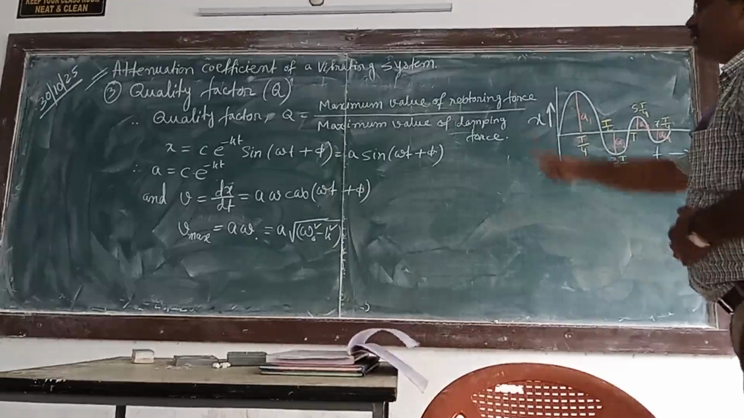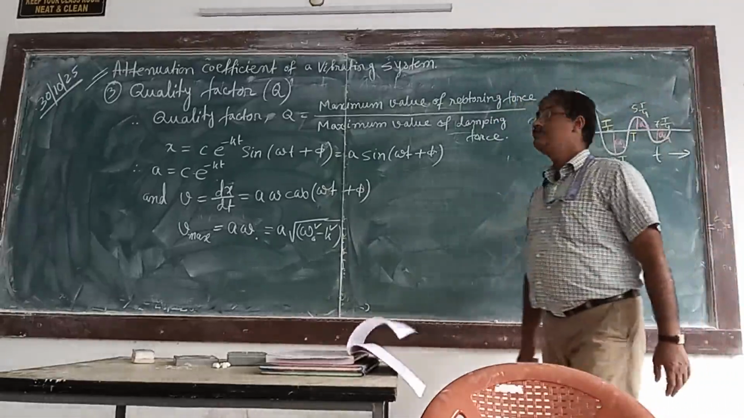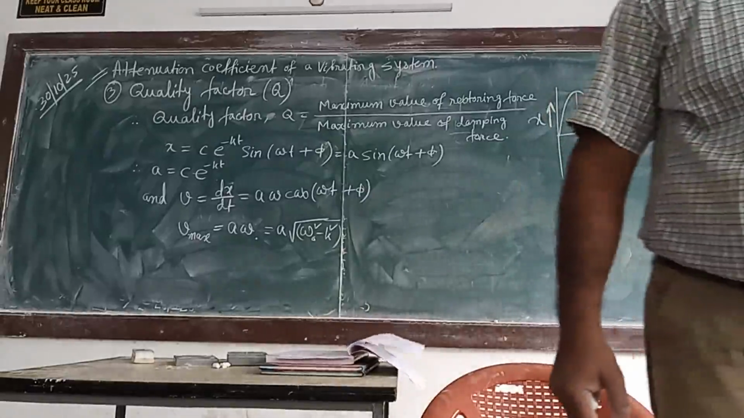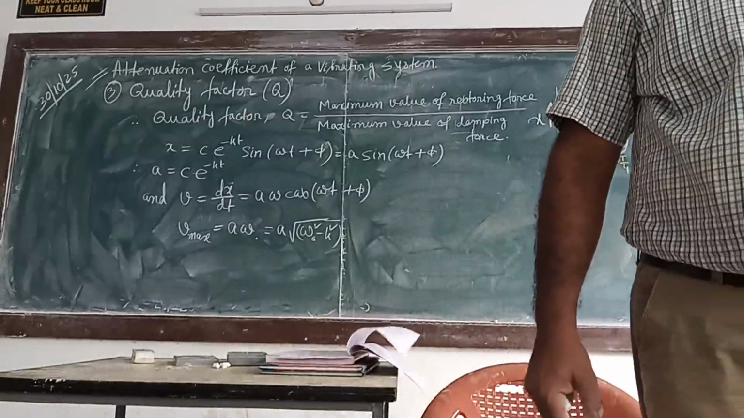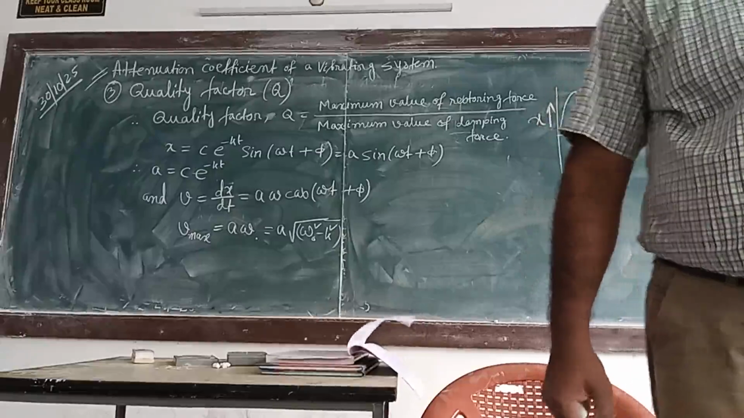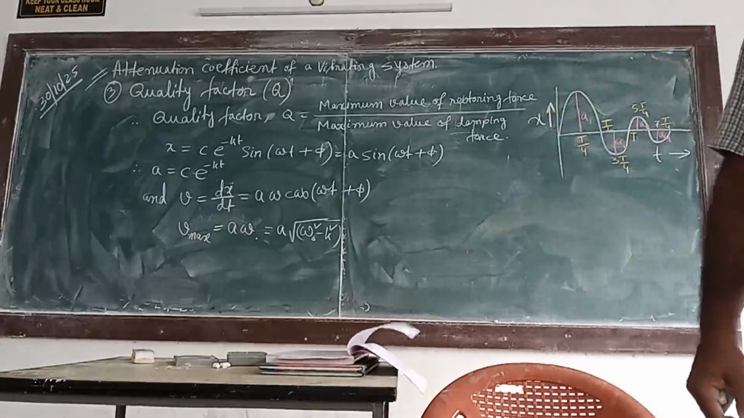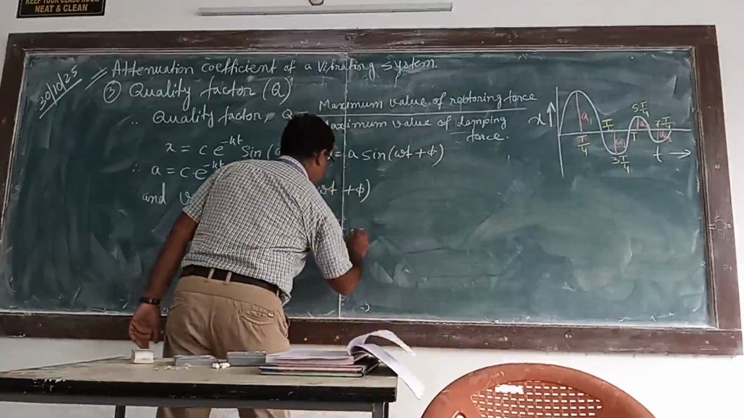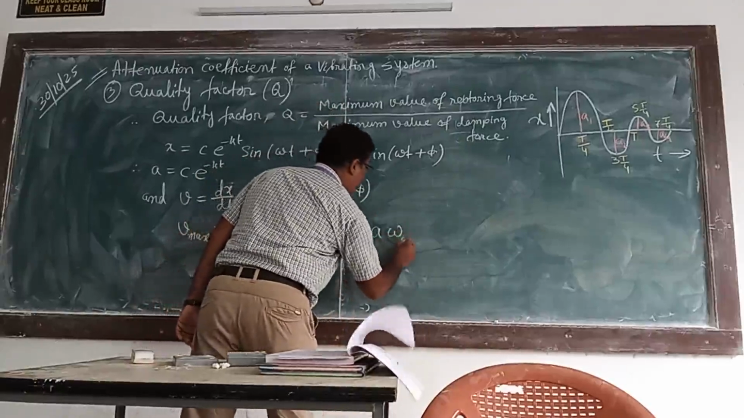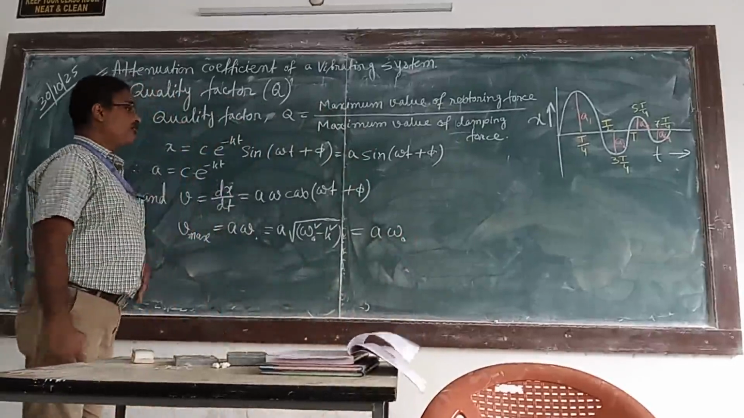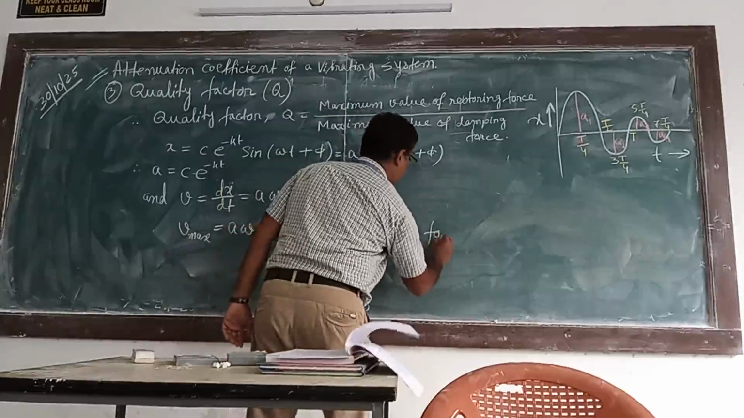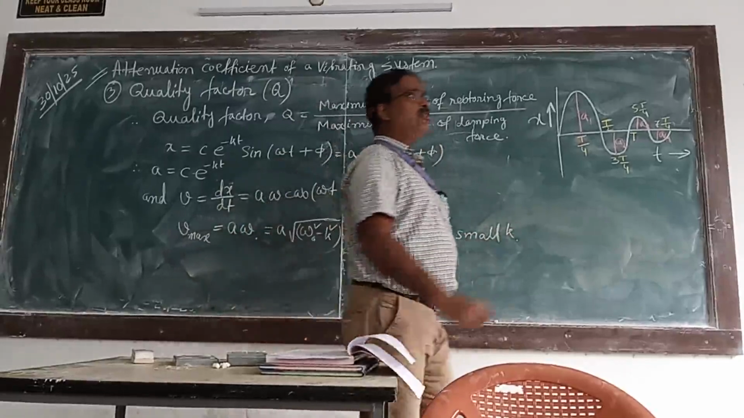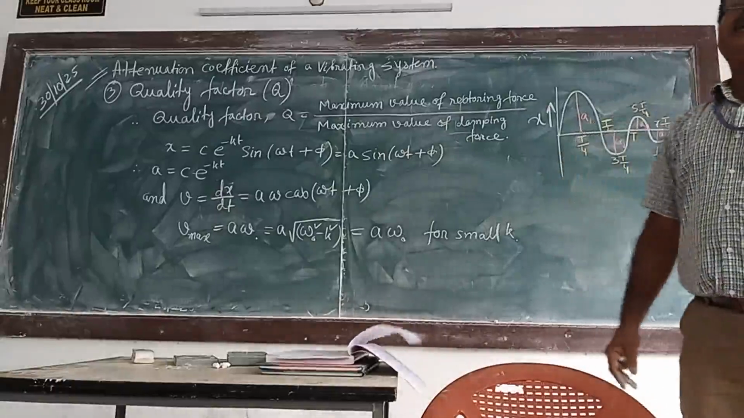Therefore, for small k, this is equal to a into omega 0. Why? Because we know that only when k is less than omega 0 do we get that solution.